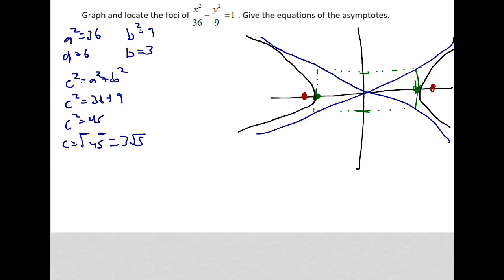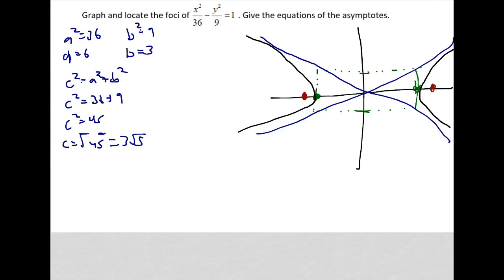Now, what about the asymptotes? The question says to give the equations of the asymptotes. So these blue lines here are the asymptotes. When it says to give the equations, we need the slopes and also the y-intercepts of each of these blue lines. How to get the y-intercept is pretty straightforward, because if these lines go through the center, through 0, 0, then the y-intercept is just 0.